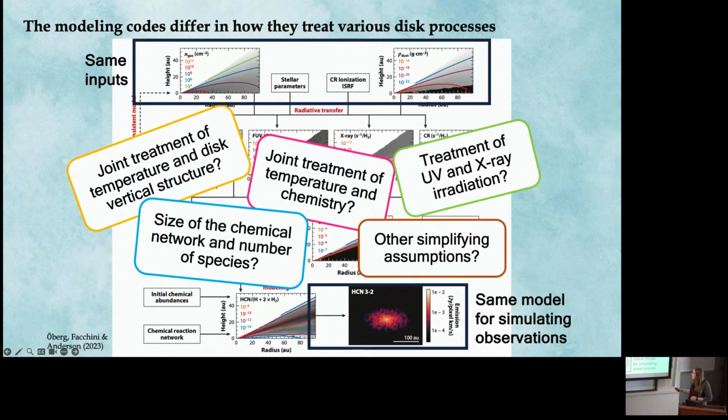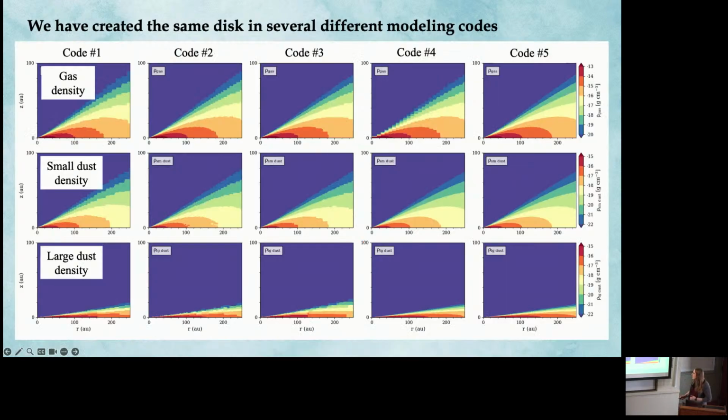And so they all have been developed independently, making these different assumptions at different stages, and we want to test whether or not they're making the same predictions for the same input disk. So here are some preliminary results out of this comparison that we've been working on. So here is just proof that we were able to create the same disk model in each of the codes.